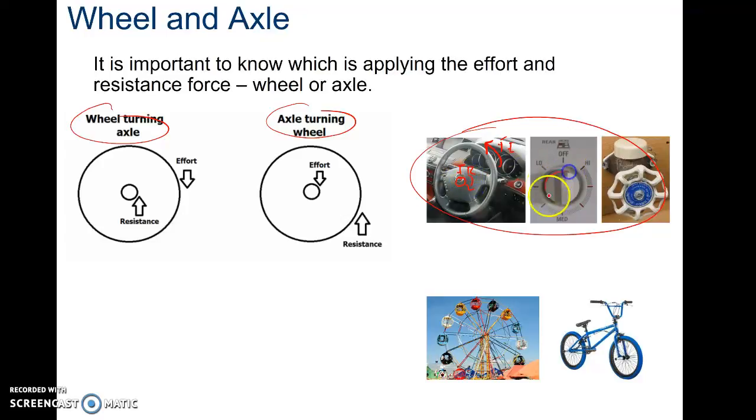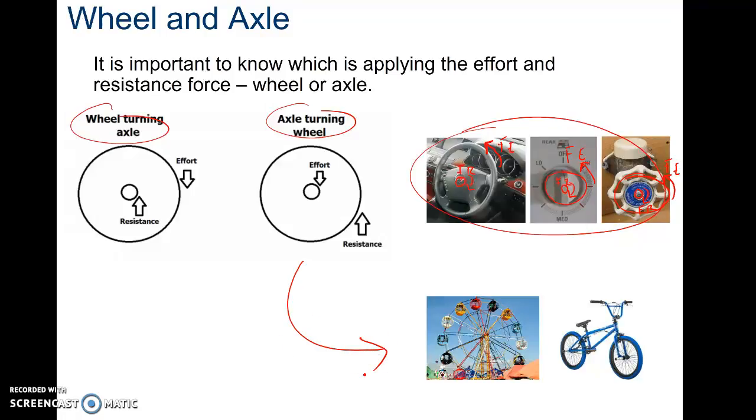The same thing for these other scenarios. When you turn the knob, you're applying the effort force on the outside. This is the effort force, and then your axle would be in the middle, and the FR would be the resistance force. The same thing for a valve on the outside, say to turn something on and off like a water hose. You would turn the knob, which would be your effort force, and then the resistance force would be your axle.